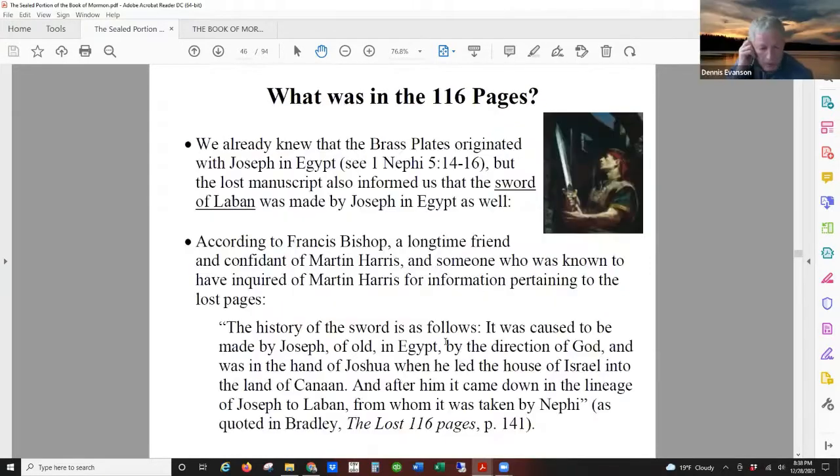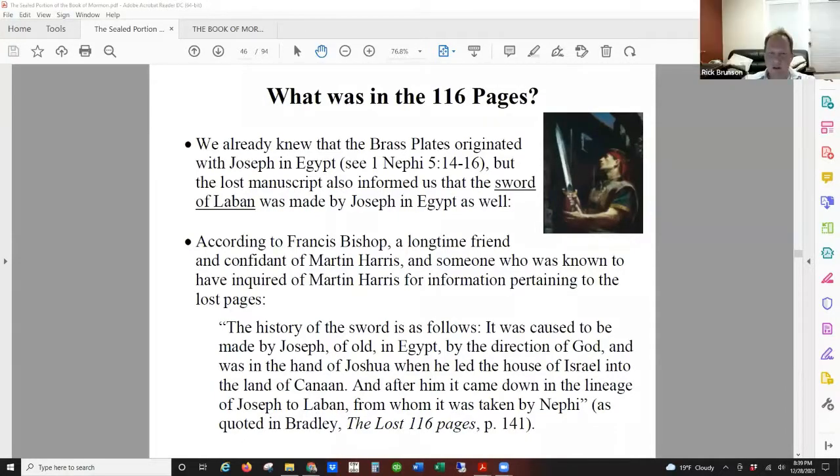Yeah, Rick, go ahead, Dennis. There's one word that you use in there, that the brass plates originated with Joseph. Right, and what I mean by that is he probably started them. They were added to throughout history, and I mean Jeremiah's words are in there, so they were up to date in 600 BC. Is that what you're referring to? Well, I'm just wondering if you're suggesting that Joseph was the first compiling author of what was in there, or whether he was one of a series that started before him.